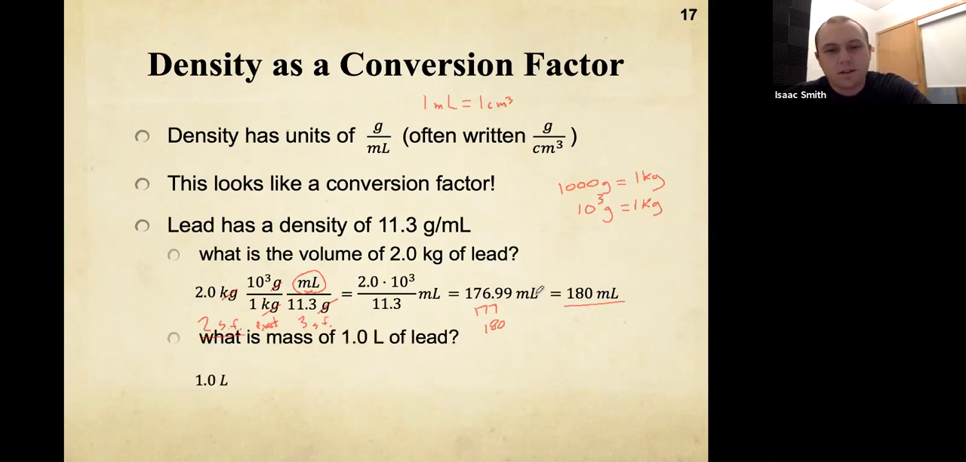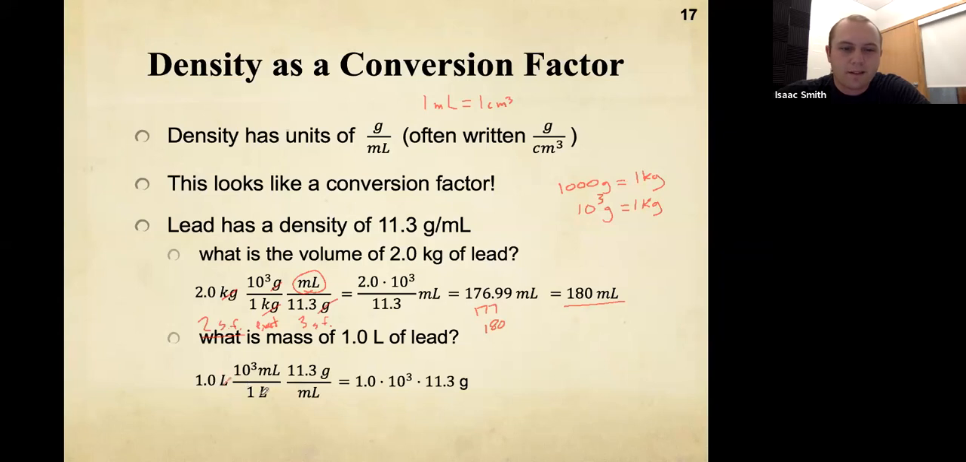Okay, and then similarly, we could go from volume to mass, right? So in this case, we'll start with liters, and then we need to get liters into milliliters in order to use density as a conversion factor because the units in density are milliliters. Then we can pop in the density and solve for the mass. So the liters cancel out, the milliliters cancel out, and we're left with grams, okay?